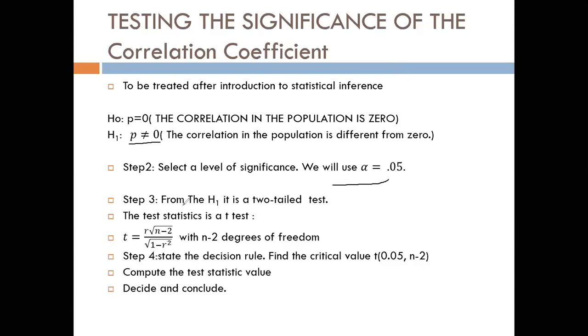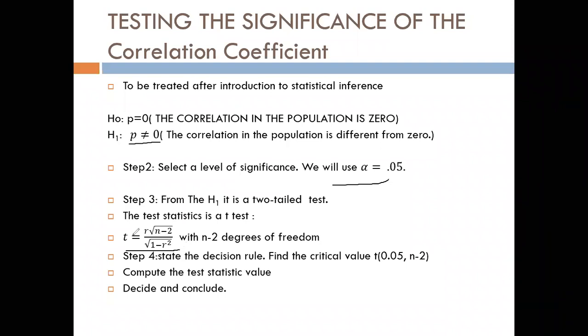Then step two, you select your significance level, which we already are aware of. Step three, you select your test statistic. Here, our test statistic is going to be the student T statistic, given by R, the correlation coefficient, times the square root of N minus 2 over the square root of 1 minus R squared, where N minus 2 is the degrees of freedom.